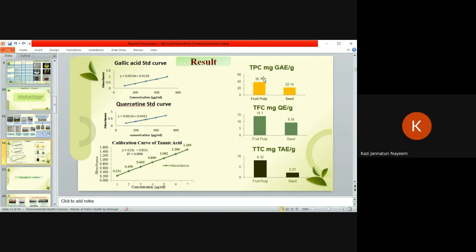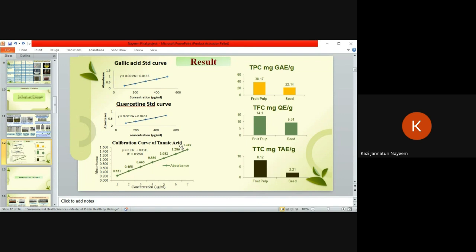This is the result: food pulp 38.17, seeds 22.14. This result came out by comparison with the standard of the gallic acid curve. For TFC, the food pulp result came out like 14.1 and seeds 9.34. This result is also mentioned here, by comparison to the quercetin standard curve.